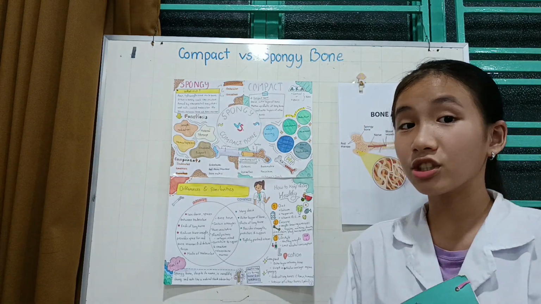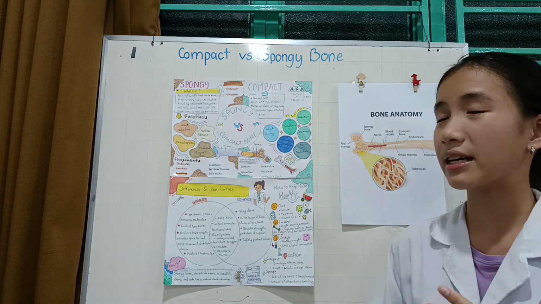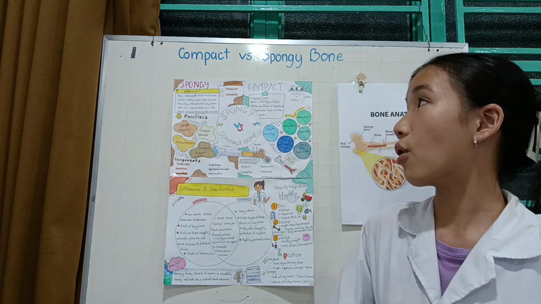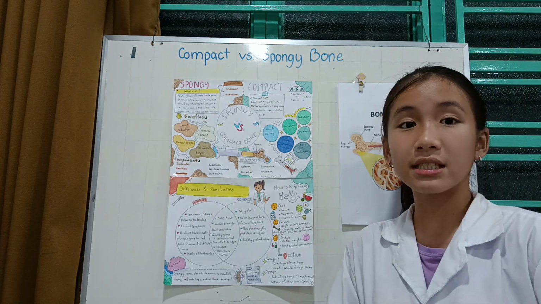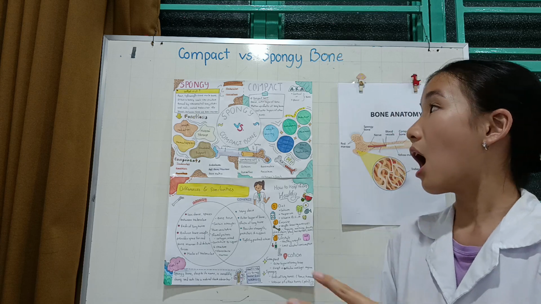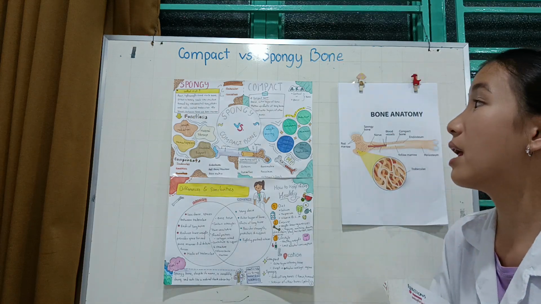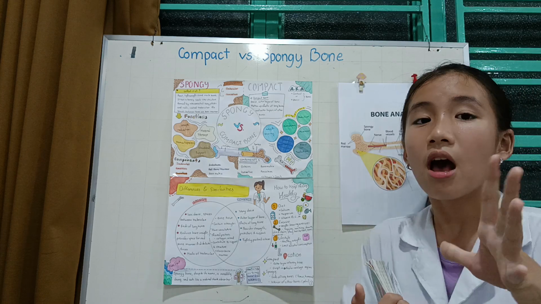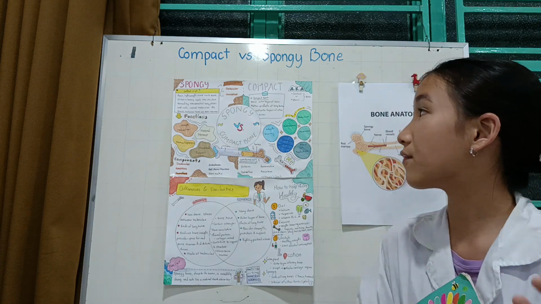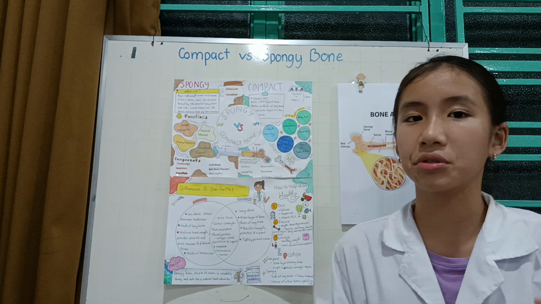So in contrast to the spongy bone, there is the compact bone, which is the outside layering of the bone. So it is the dense outside white layer of the bone, and it makes up the shafts of the long bones or the diaphyses of the long bones and other layers of the bones too.